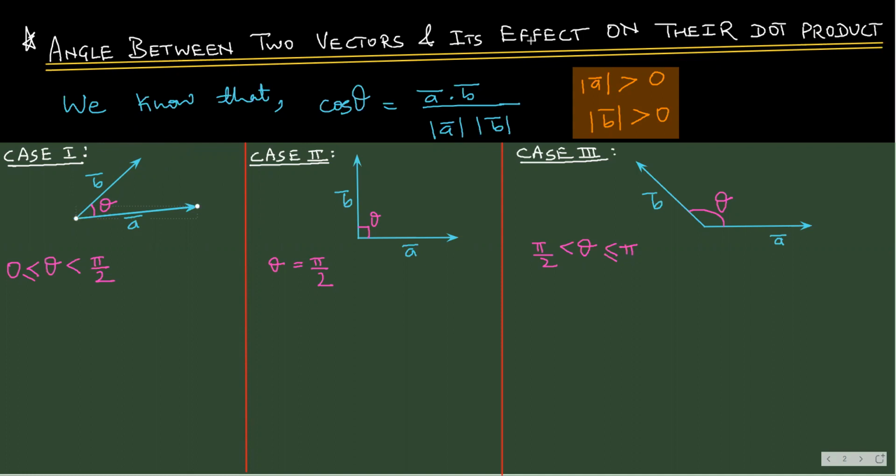The second case is when theta is 90 degree. That is, angle between two vectors is 90 degree, or if you're writing in radian, then it is pi by 2 radian. The third case we are going to take the angle between two vectors as greater than 90 degree, but lesser than or equal to 180 degree.